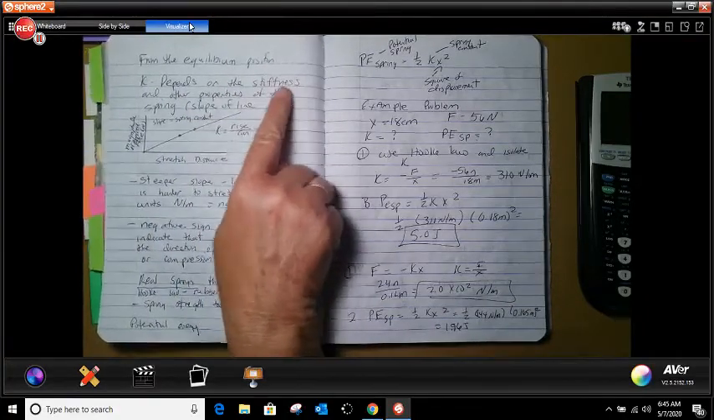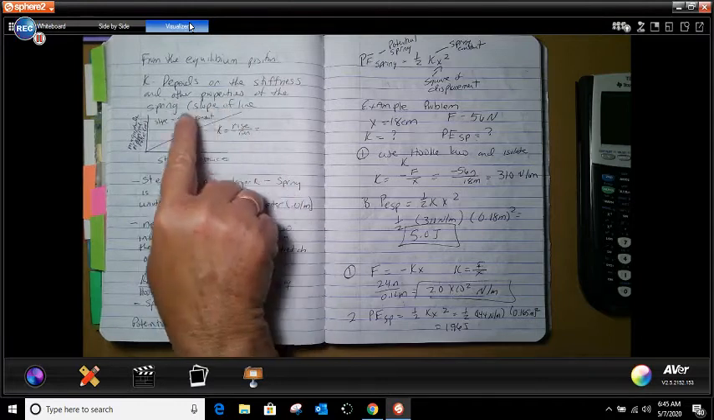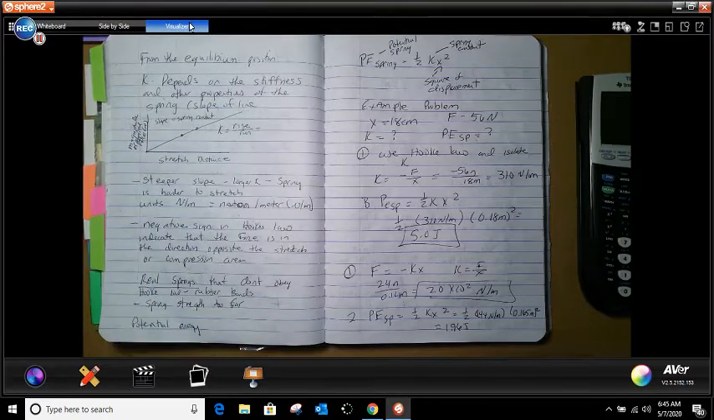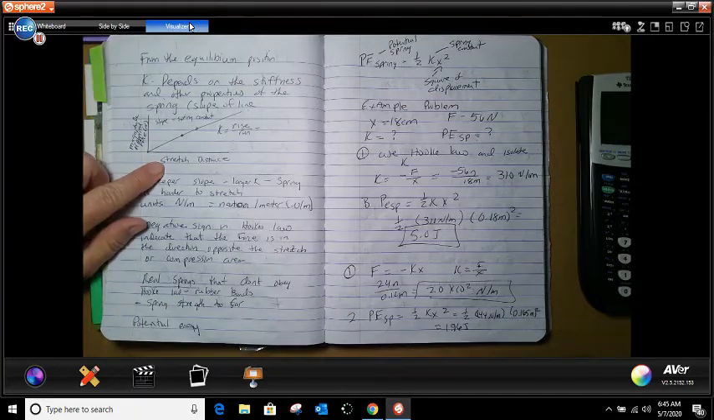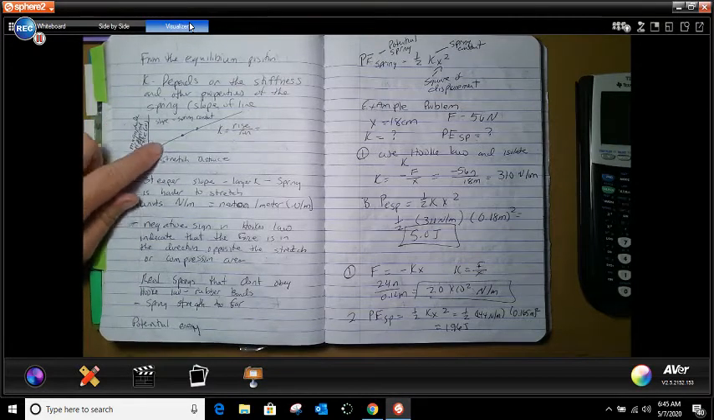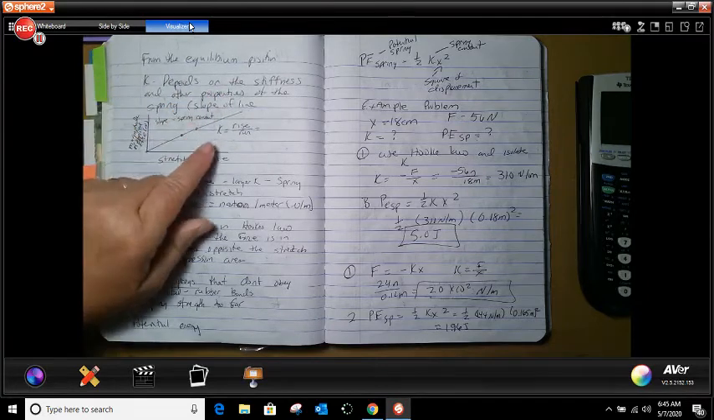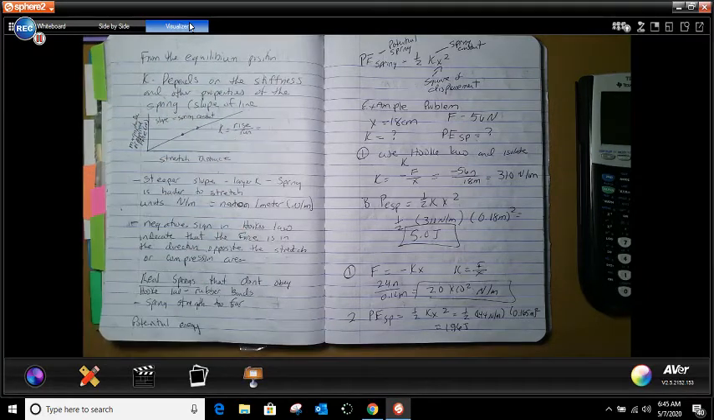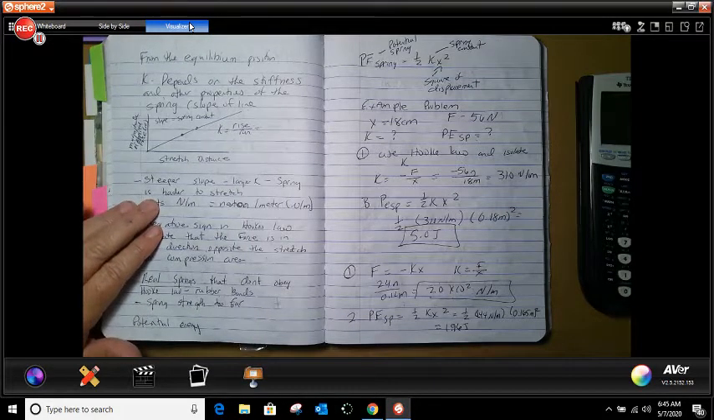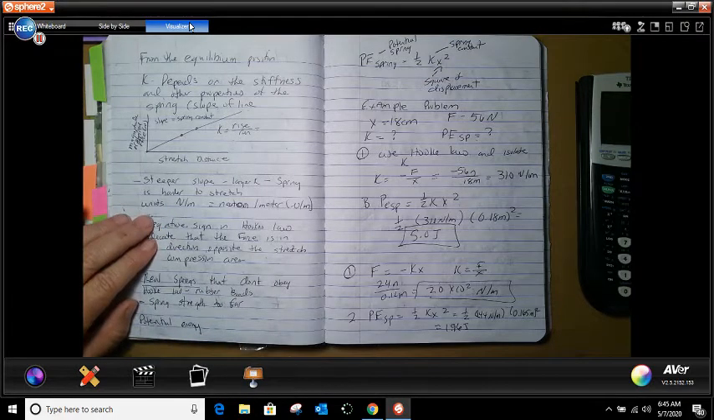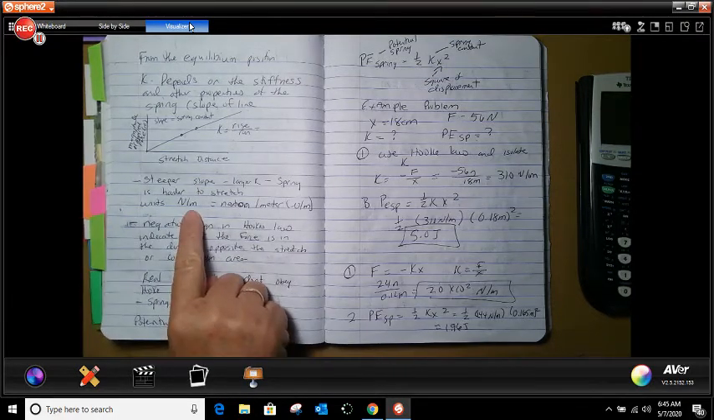K depends on the stiffness and other properties of the spring, and then it shows us how you do the calculation with a graph. You have the magnitude of force in newtons on the y-axis and stretch distance on the x-axis. The slope is the spring constant, so K is rise over run. The steeper the slope, the larger the K, and the harder the spring is to stretch. Units are in newtons per meter.